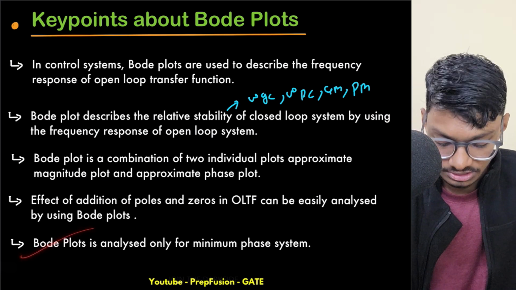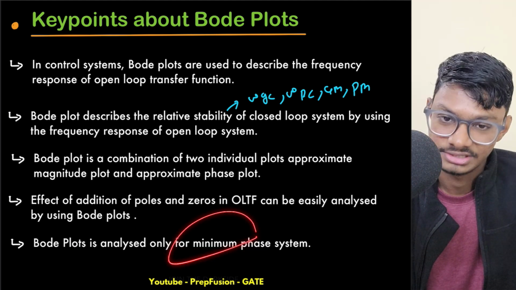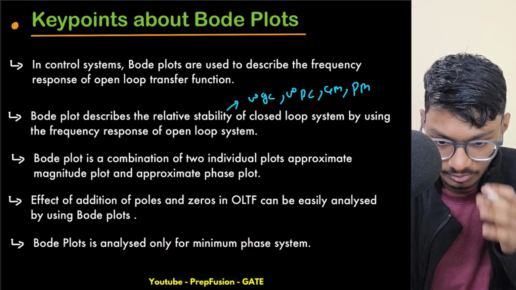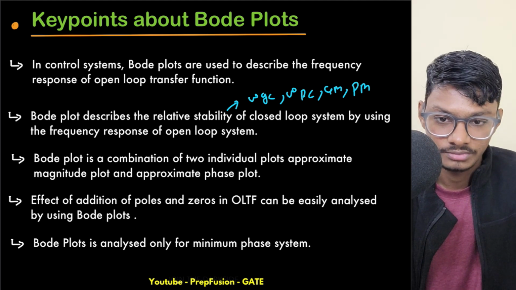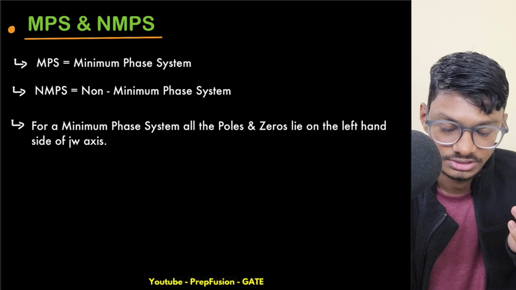Now Bode plots are analyzed only for minimum phase systems. As this lecture has gone long, we won't be able to start our minimum phase system now. We'll start it in the next lecture. So we'll learn about minimum phase system and non-minimum phase system in the next lecture.